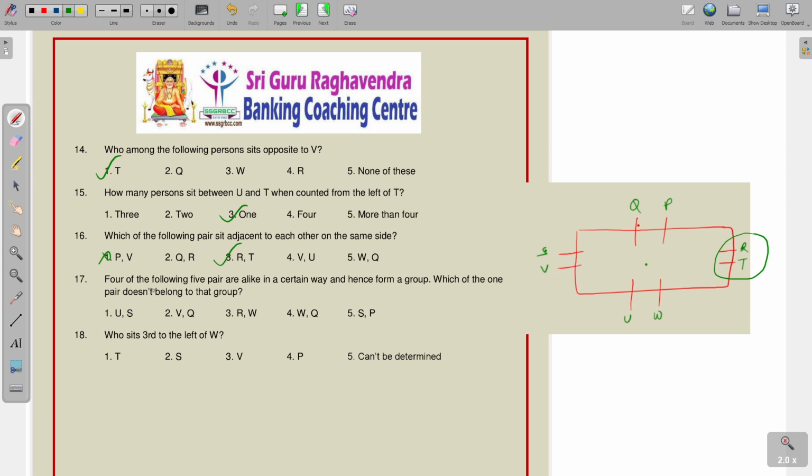Next, 4 of the following 5 pairs are alike in a certain way and hence form a group. Which of the following doesn't belong to the group? So see U and S, between U and S one person is there, and V and Q, between V and Q one person is there. R and W, between R and W one person is there. And next W and Q, between W and Q, this side 3 persons we have, and this side also 3 persons we have. What is the odd one out here? W and Q. Remaining S and P, between S and P one person is there.